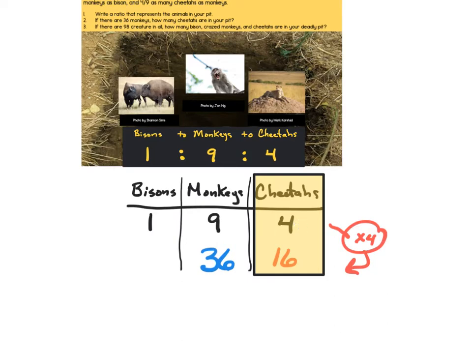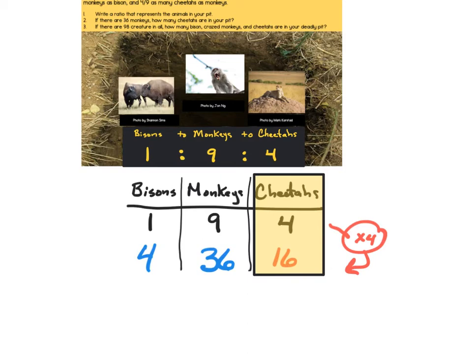And now the other thing you could do, if you wanted to fill this out and figure out how many bison would be in that deadly pit of yours, if it's proportional to the first ratio, then you're going to take this 4, multiply it by 1, and that means there would be 4 bison in your pit as well. But the question is asking how many cheetahs would be in your pit if there are 36 monkeys. If there are 36 monkeys, you're going to have 16 cheetahs in your pit.